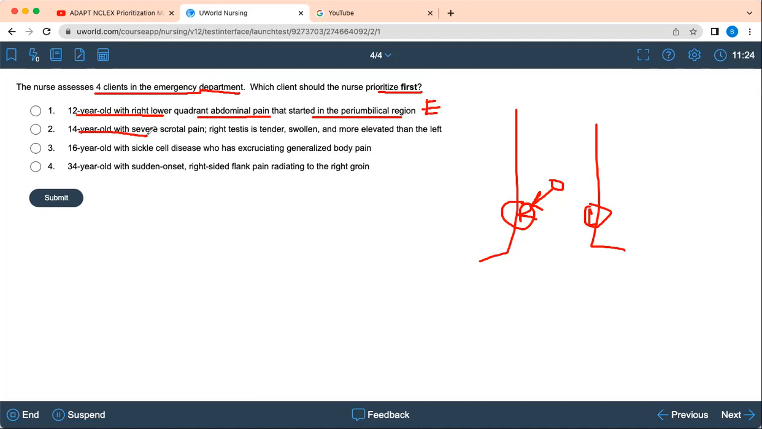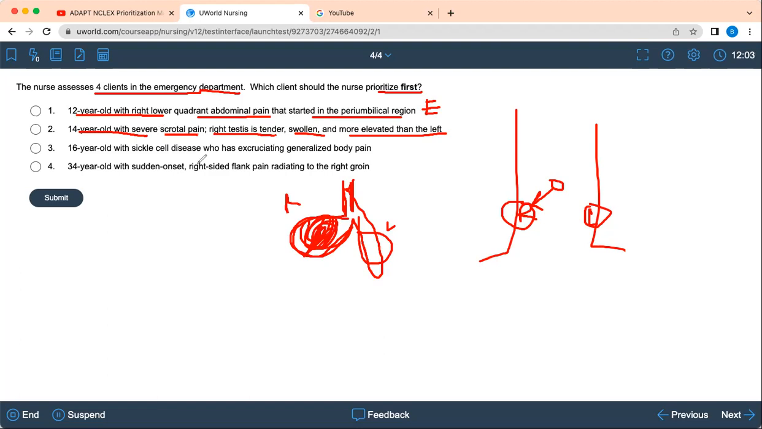A 14-year-old with severe scrotal pain, right testicular tenderness, swelling and more elevated than the left. So you have a patient who has a big scrotum on the right and the left, with the right side elevated more than the left. This is a problem. You can see there's so many things going on. This is swollen, this is elevated, and it's tender, and it's very severe.